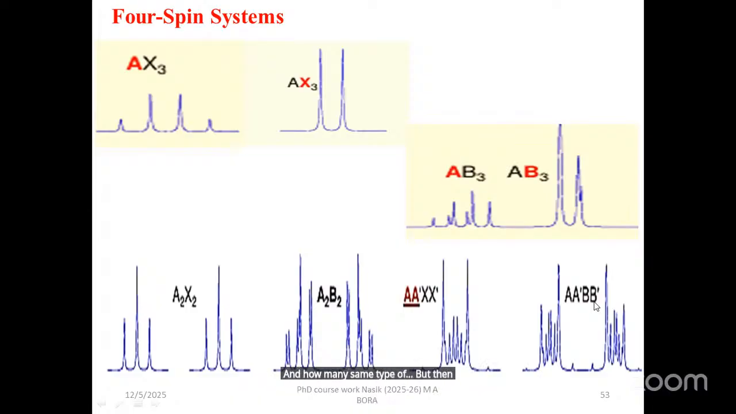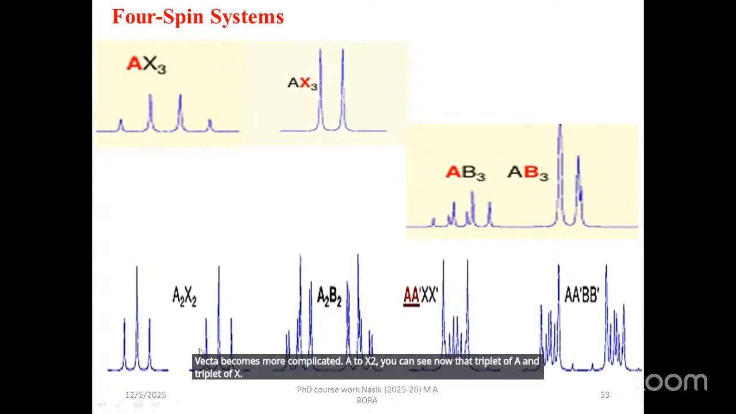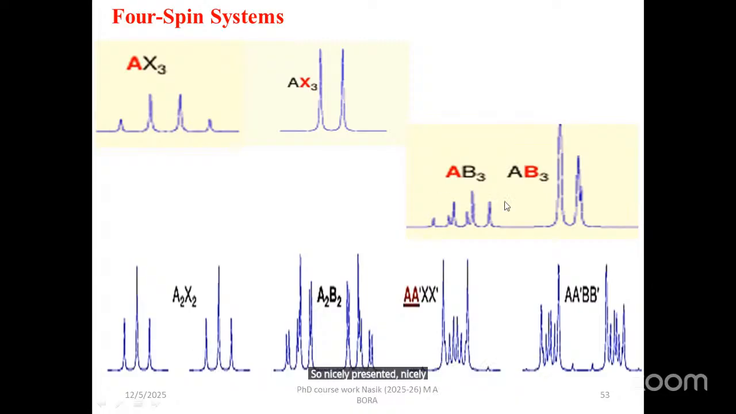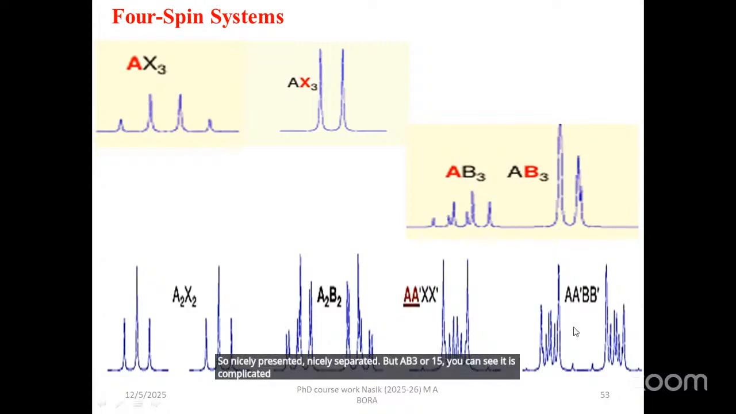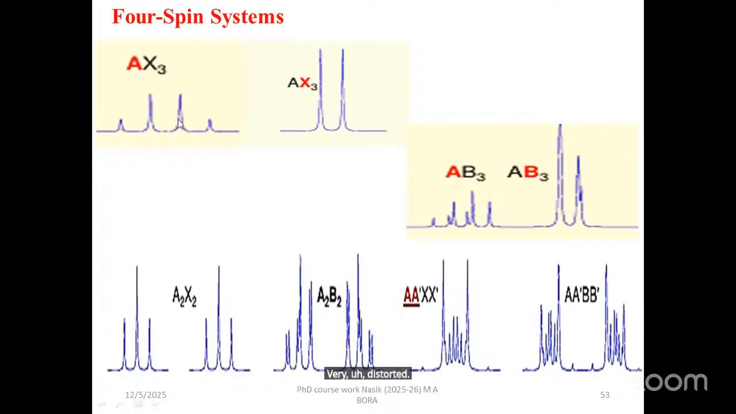Our four spin system can be classified in various ways, and the moment you go to AB to system, the spectra becomes more complicated. In A2X2, you can see the triplet of A and the triplet of X, so nicely presented, nicely separated. But in the AB3 system, you can see it is complicated. A dash, B dash have very close chemical shift, so a very distorted spectra is there.